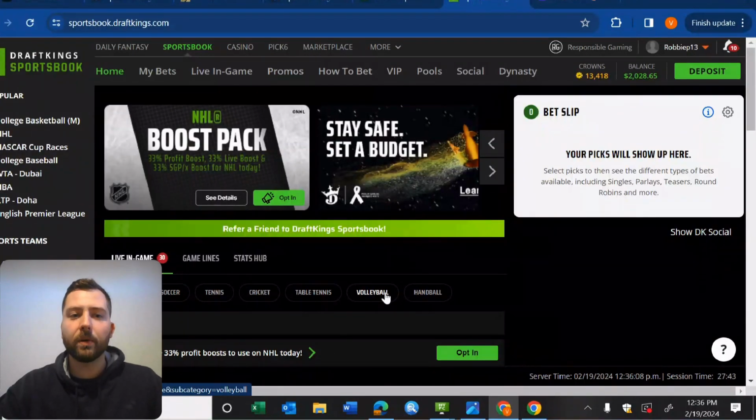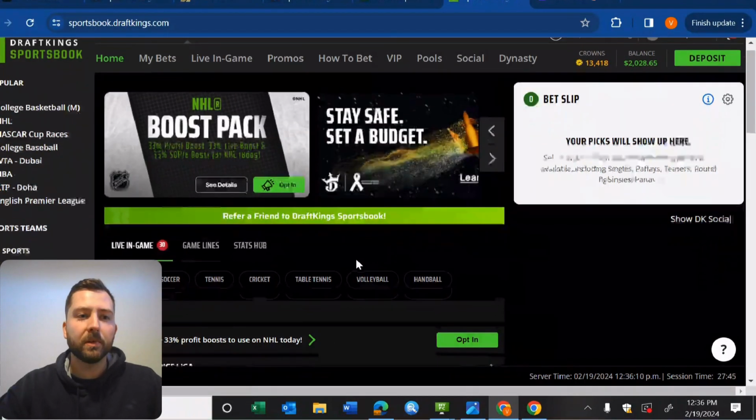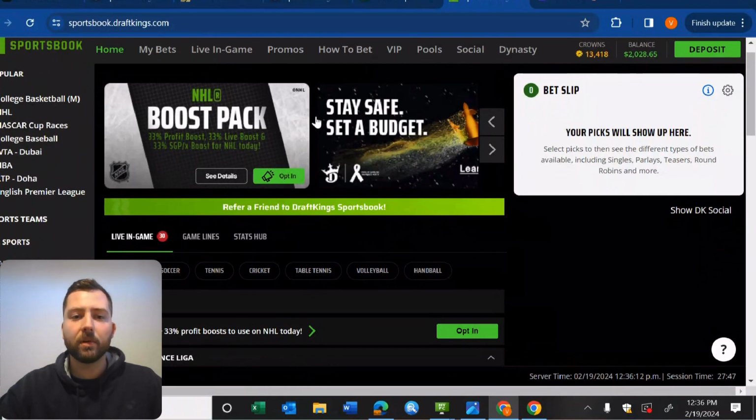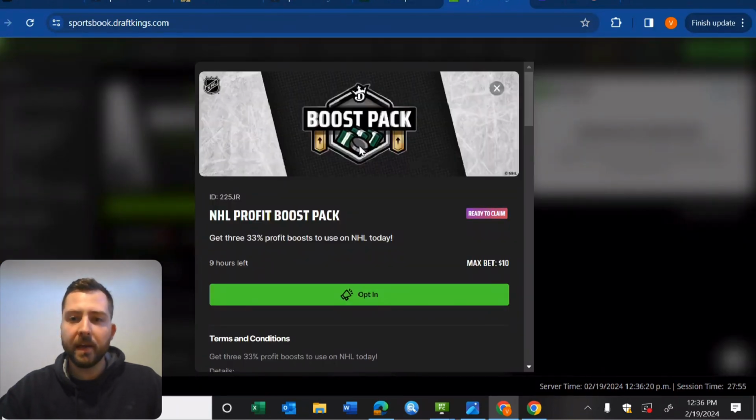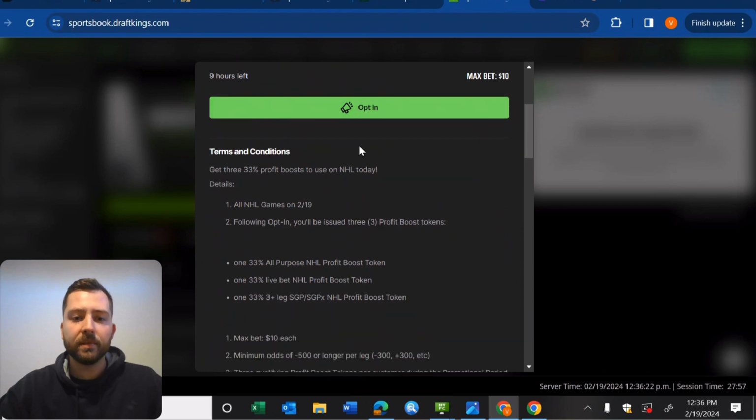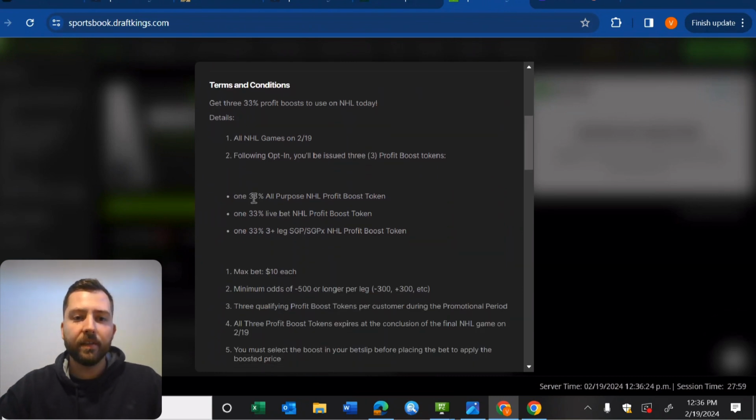Let's talk about promos. Now, at the top of your sportsbook page, you're going to often find these promos. This one is called the NHL Boost Pack. Now, you're going to want to look at the details of this boost before you go bet anything. This boost comes with a 33% boost on any NHL bet, then a 33% boost on a NHL live bet, and a 33% boost on a parlay with at least 3 legs in the same game.